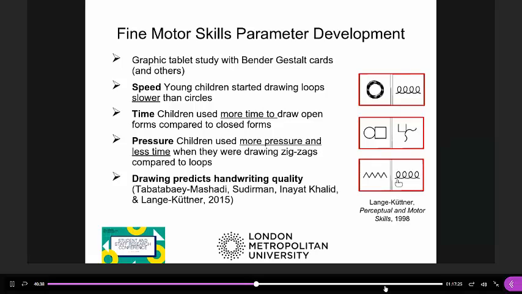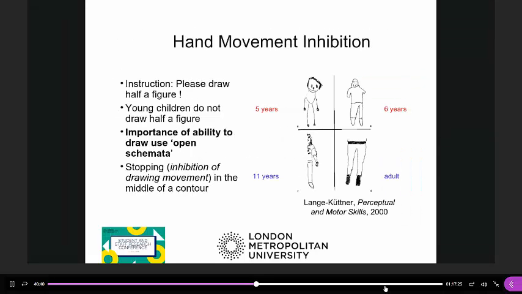So here's the last slide on fine motor skills. So here the introduction was, please draw half a figure. And you can see at 5 years they don't. They have this block building where they use what we call conceptual primitives, and they are mostly circles with extensions. Then they start to draw real shapes, which comes along with the onset of the common region.